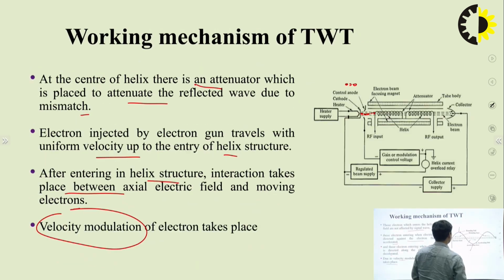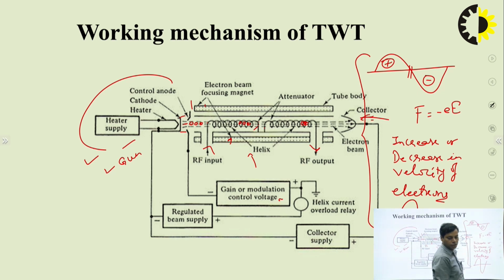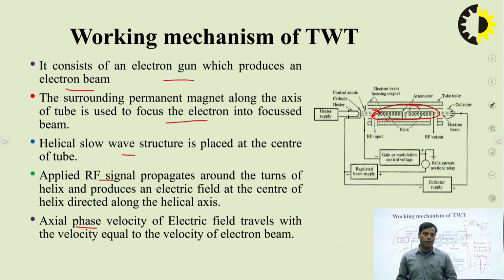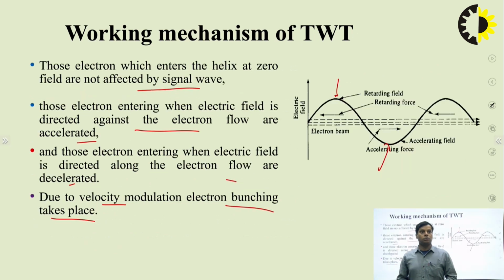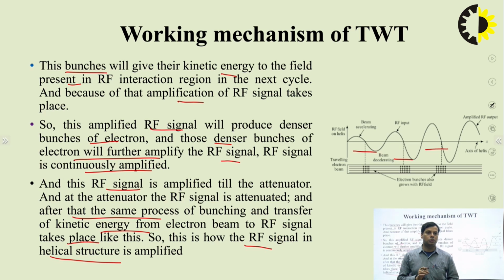I have already discussed this working methodology. I have explained with this theory that velocity modulation will take place, and the bunches will be created. So the RF field becomes amplified. Okay, now regarding this: how does this slow wave structure, the helical structure, slow down the wave?